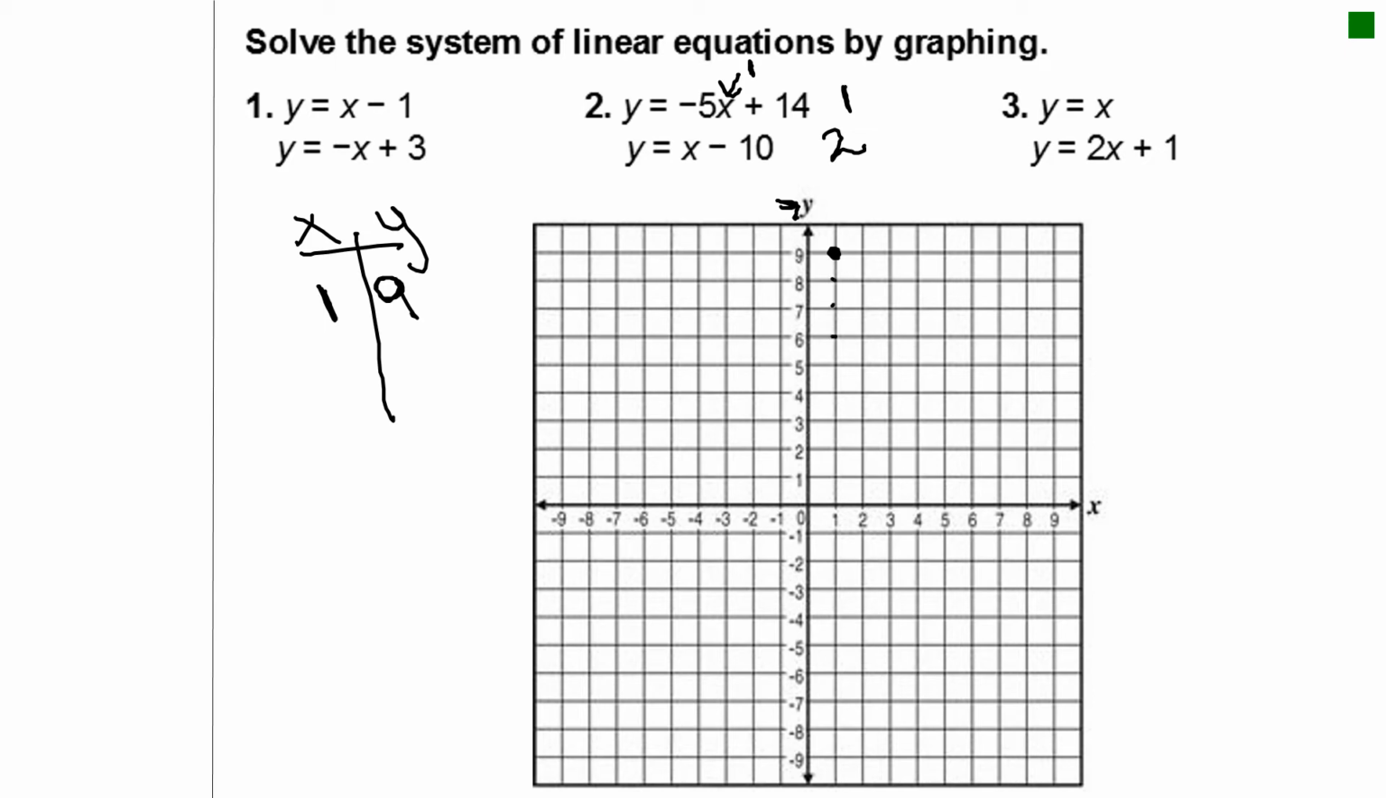Down 1, 2, 3, 4, 5 over 1, and again, 5 over 1. Continuing down 5 over 1 takes me off my graph, so I'm going to stop with those points.